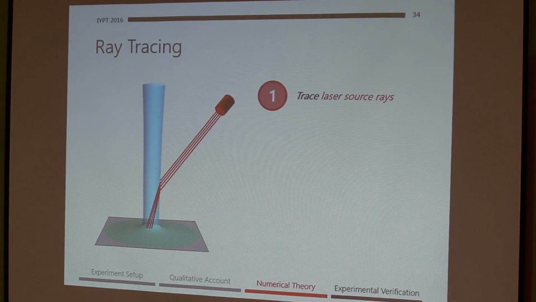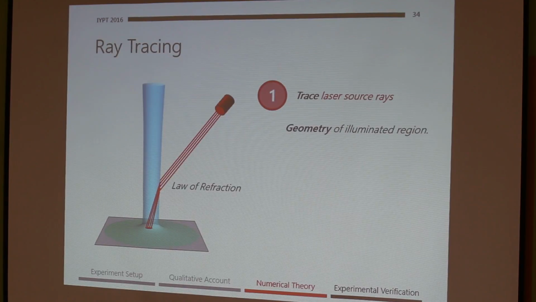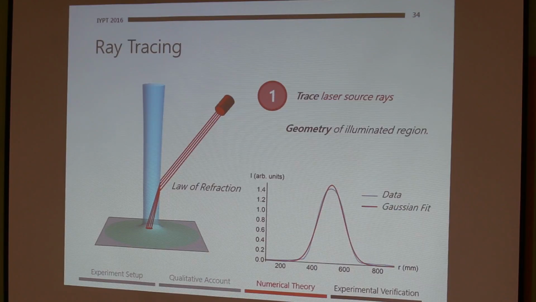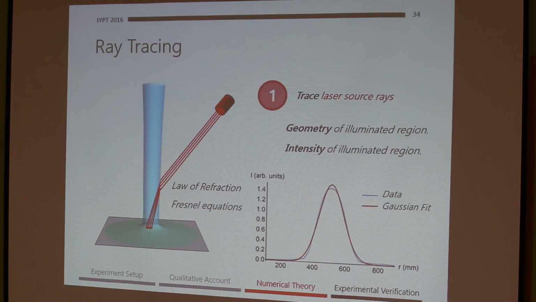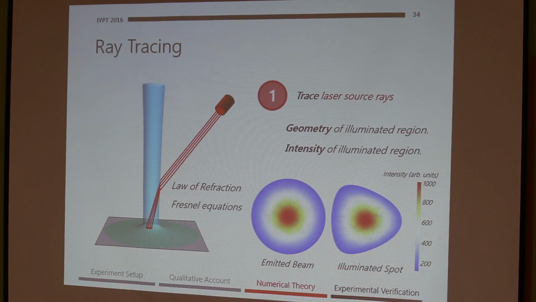So for the second part, which is the optics part of the model, we'll be using ray tracing once again. However, we'll be tracing from the laser instead. So first, we send out a ray of laser from the laser source, and we'll be applying the law of refraction at the liquid interface to obtain the geometry of the illuminated region. We note that we can approximate the intensity of our laser to follow a Gaussian distribution shown by this graph. We can then apply the Fresnel equations to obtain the intensity of the illuminated region. And here is a sample of the theory, and we can see that there is some slight distortion when the laser beam passes through the water flow.